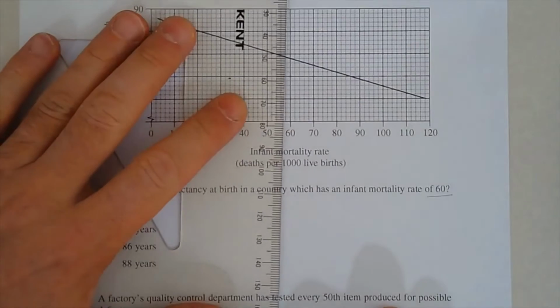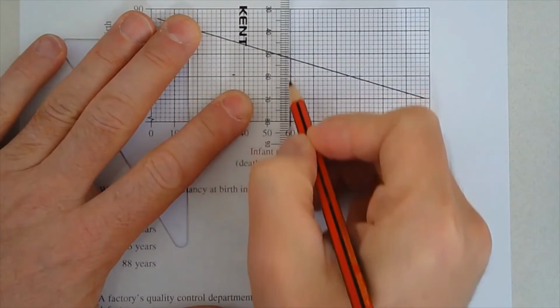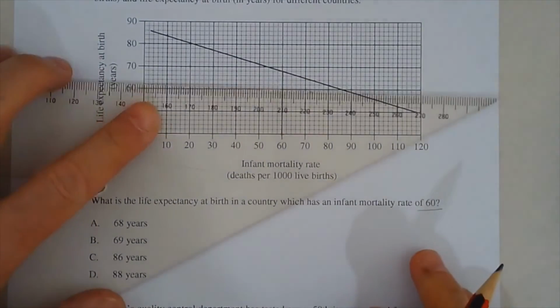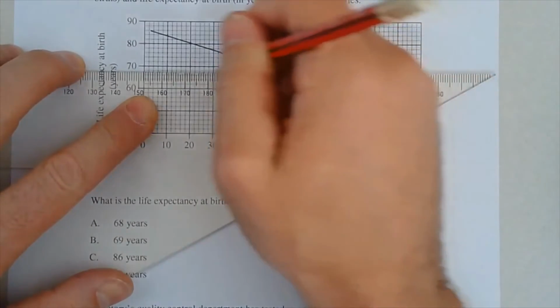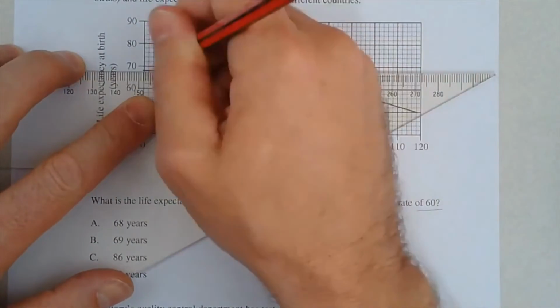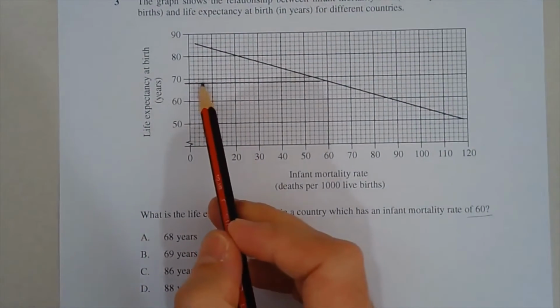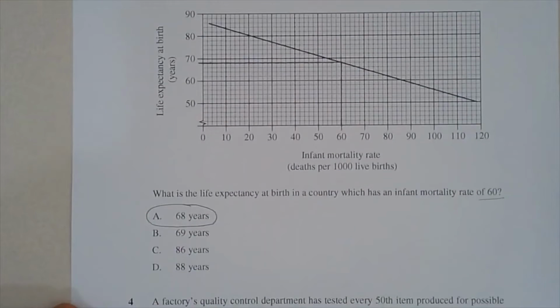What we do is get a ruler, project up until it touches the line, and then we project across to the y-axis. And that value there looks like 68. Answer A.